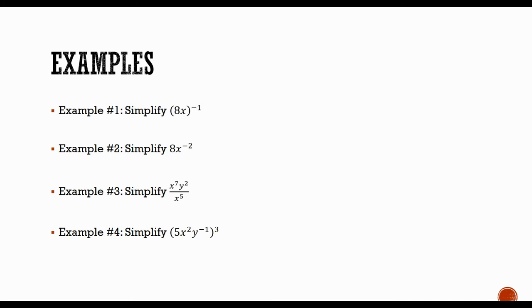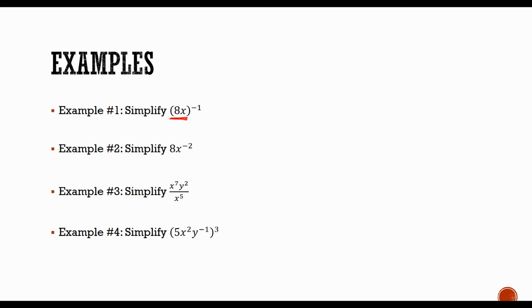Now we're going to try a couple here. These are 4 kind of important things to note. Example 1, simplify 8x to the negative 1. And if you look at example 2 just below it, it's still 8x, but it's raised to a negative 2. I put these two side by side because one has a parenthesis and one doesn't. So note whether there are parentheses or not, because it will make a difference. Parentheses on example 1 means that negative 1 is going to go to the whole thing.